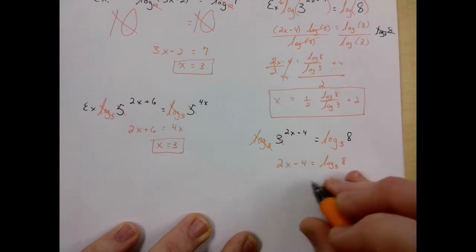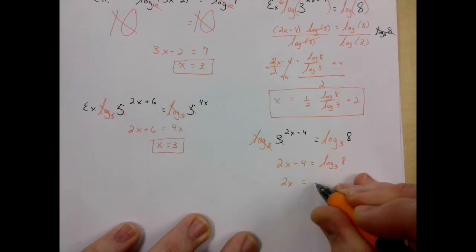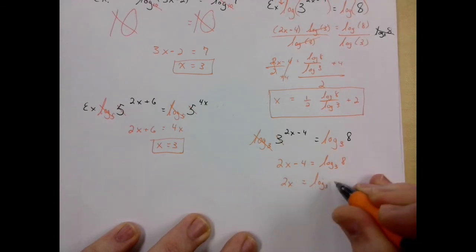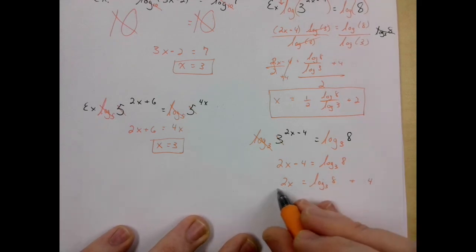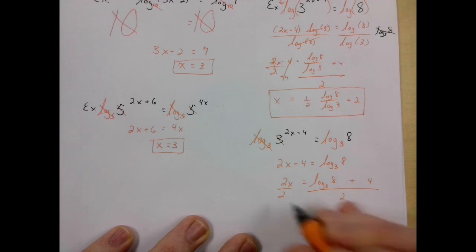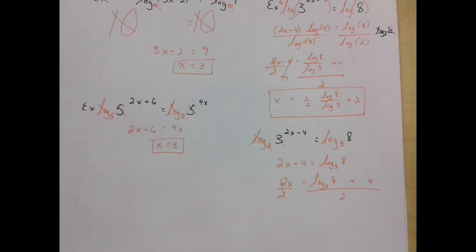Now I'm going to go ahead and add 4 to each side. I get 2x equals log base 3 of 8 plus 4. I'm going to divide each side by 2, and I just think that this answer looks neater. So x equals log base 3 of 8 plus 4, the whole thing divided by 2.